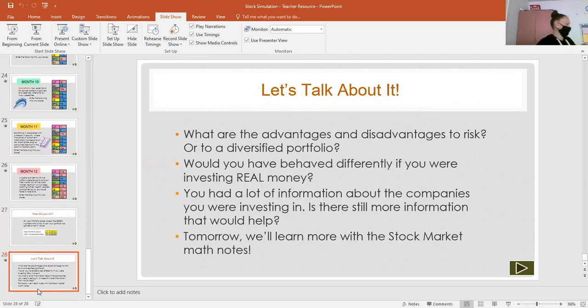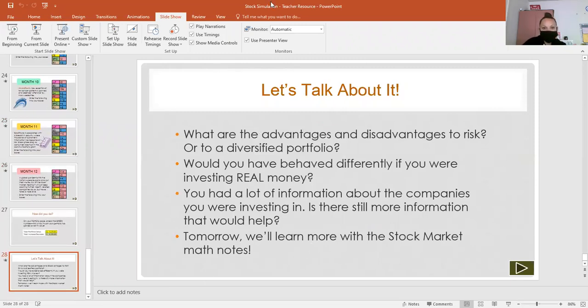And then let's talk about it. What are the advantages and disadvantages to risk or to a diversified portfolio? Would you have behaved differently if you were investing real money? You had a lot of information about the companies you were investing in, but is there more that would help, right? We just read one of those paragraphs for each of those. We'll do more with the stock market math notes tomorrow.